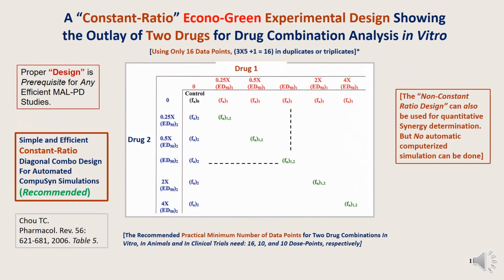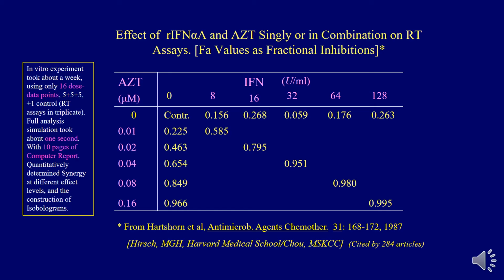Now move on to the design. I recommend 2 drug combinations at constant ratio using diagonal design. It is most efficient. For example, the AZT and interferon combination in vitro using only 16 dose data points allow complete simulation of synergism.